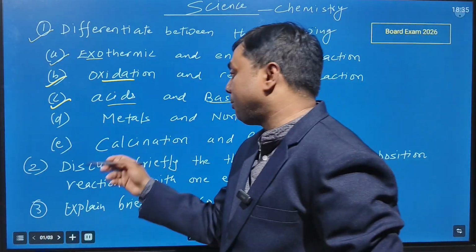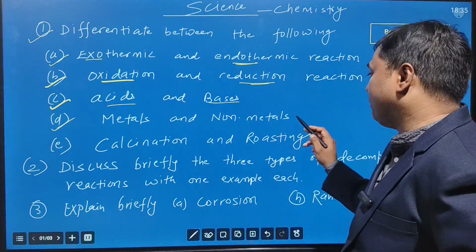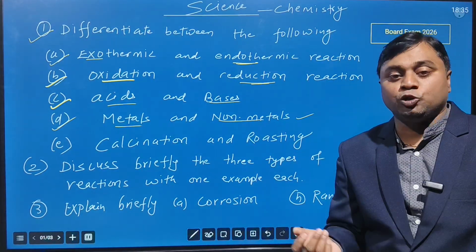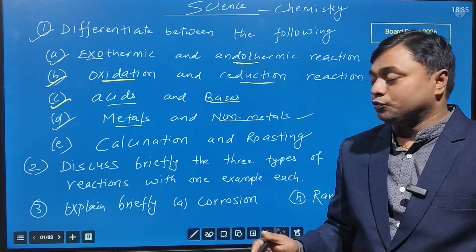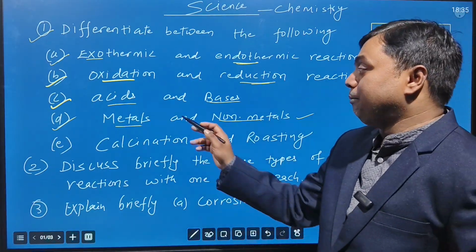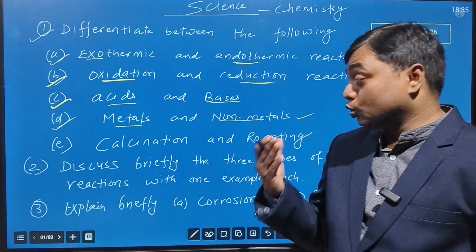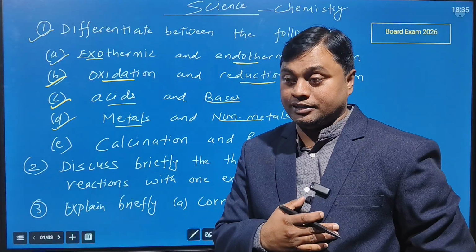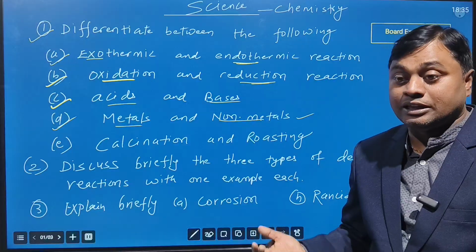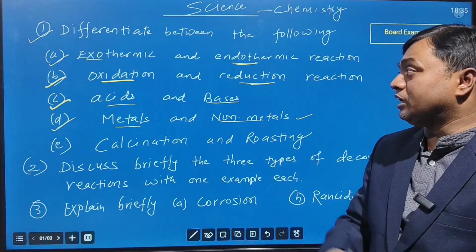Okay, now this question may be asked for 2 marks to 3 marks. Metals and non-metals. Metals are generally electropositive elements which have a tendency to lose electrons, whereas non-metals are electronegative elements which have a tendency to gain electrons. Metals are generally malleable, ductile, sonorous, and have high melting and boiling points, whereas non-metals are generally non-malleable, non-ductile, non-sonorous, and have low melting and boiling points. So based on some properties you can write the differences.